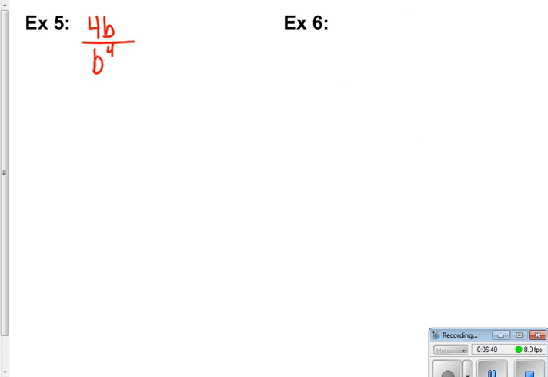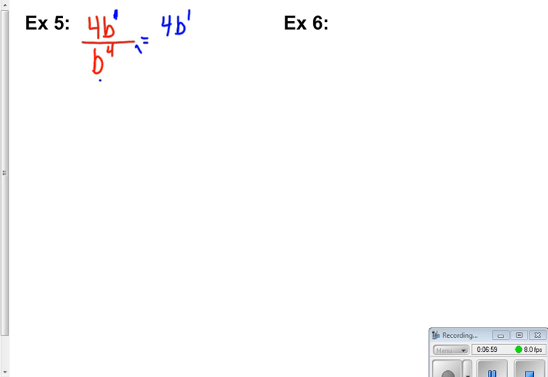Example 5, 4b divided by b to the fourth. Well, if you look at it, here's our same bases. The b's are the same base, so when I rewrite this problem I have 4b. Now remember, this top b does have an exponent. It has an exponent of 1. So I'm going to put the 1 there. So 4b to the first is basically what it's saying.